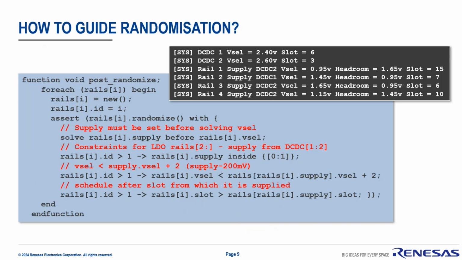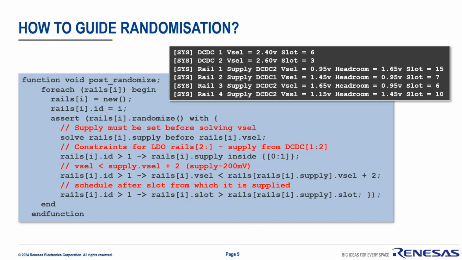First of all, we'll do a new. So we create a new UVM object for each one of those rails configurations. We set the ID to be the index in the loop. And then we'll randomize each one of those rails, rails[i], with these inline constraints.